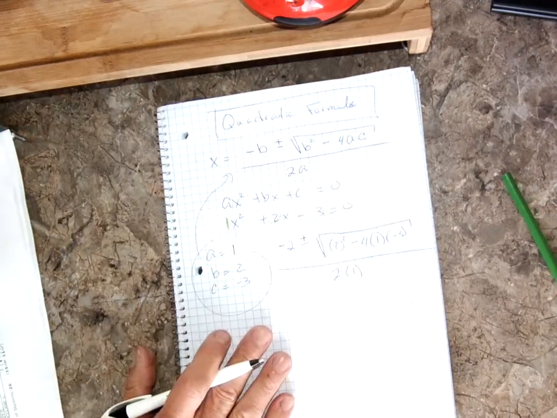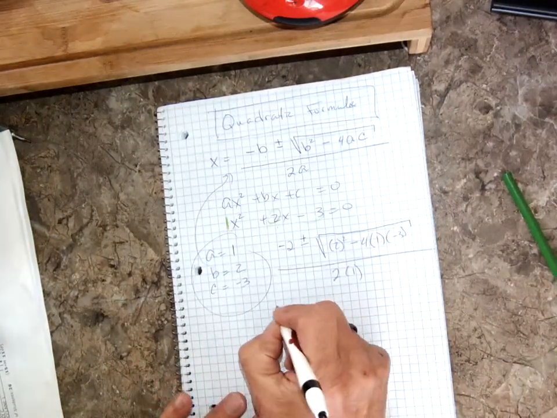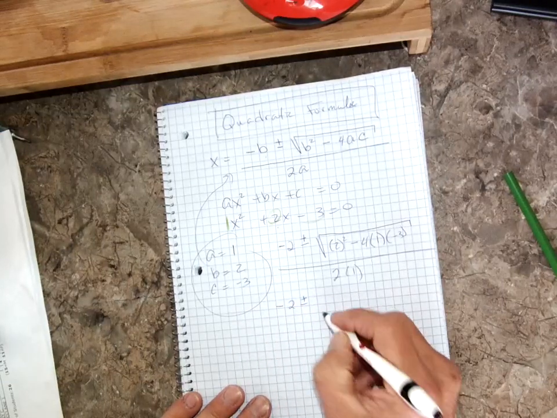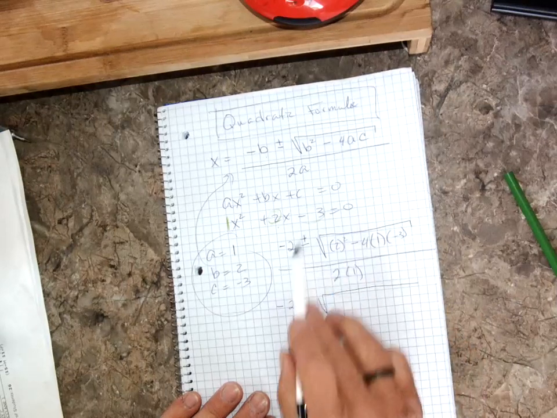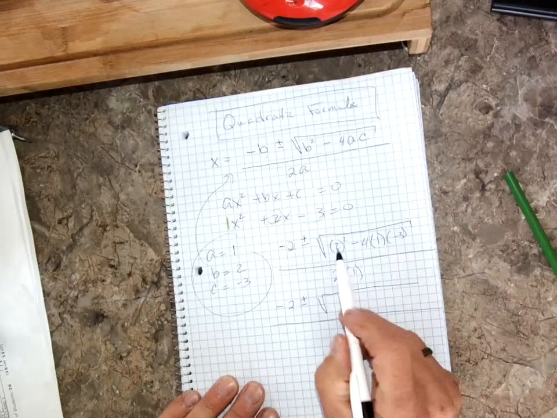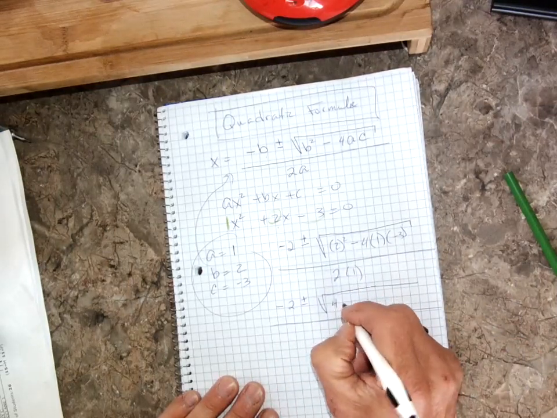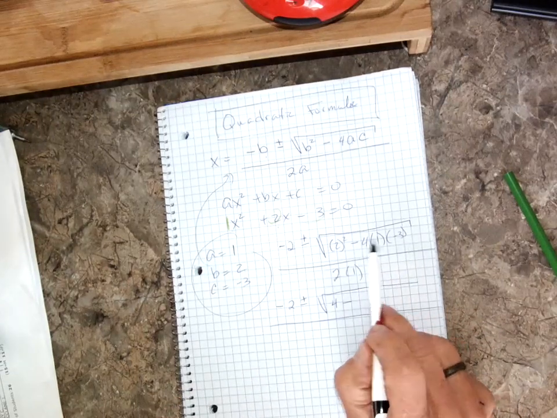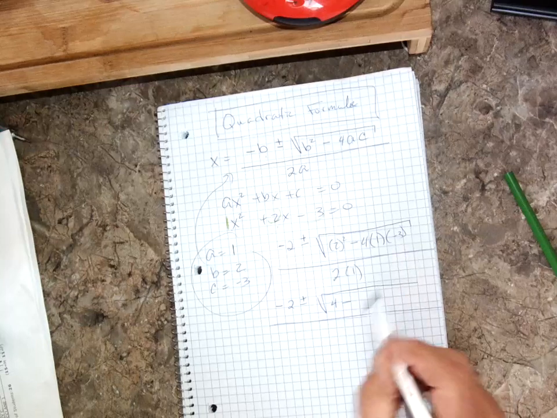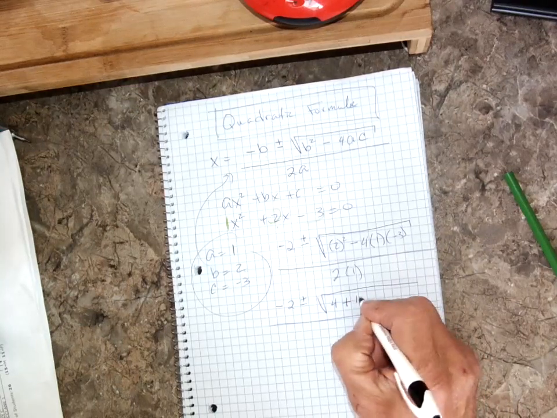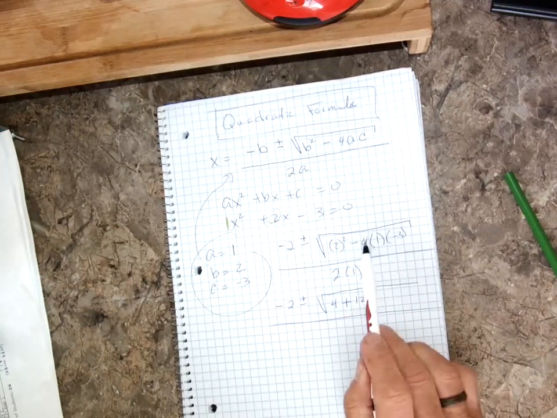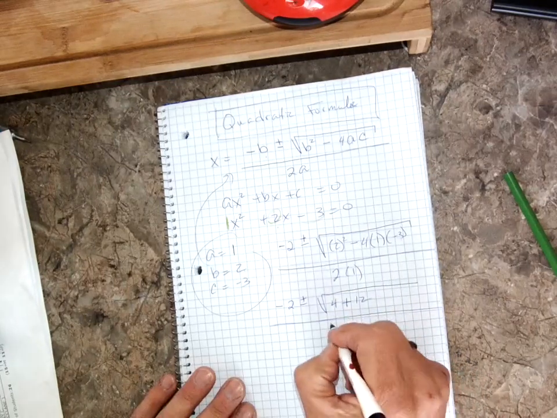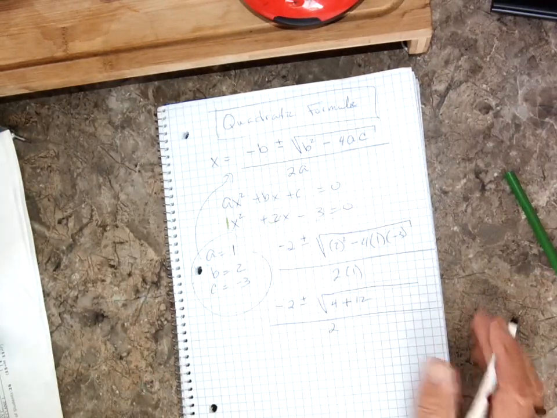So, you're going to need to use lots of paper. Negative 2 plus or minus. I'm going to do a little simplification of what's inside. That's 4 minus 4 times 1 times 3, which is 12, but a negative times a negative makes a positive 12. All over 2a, which is times 2. Okay? Now, let's keep going.